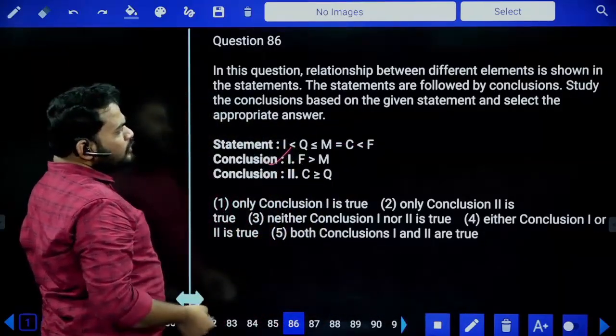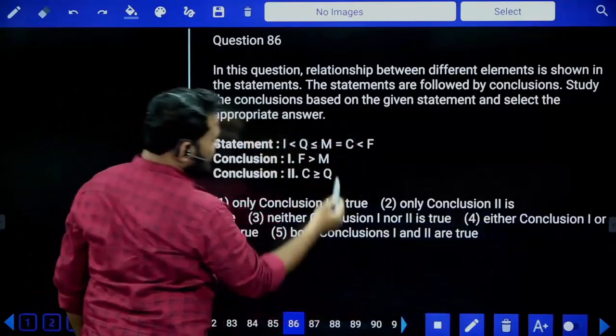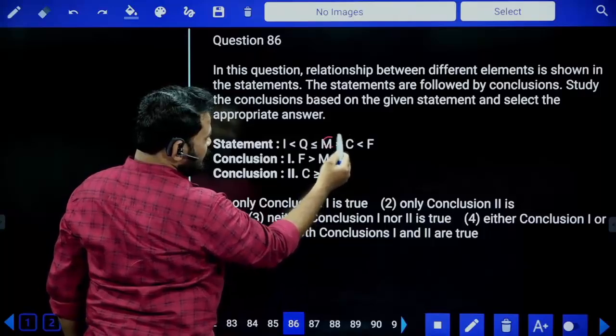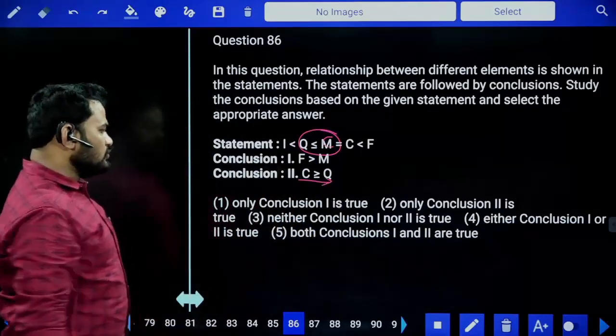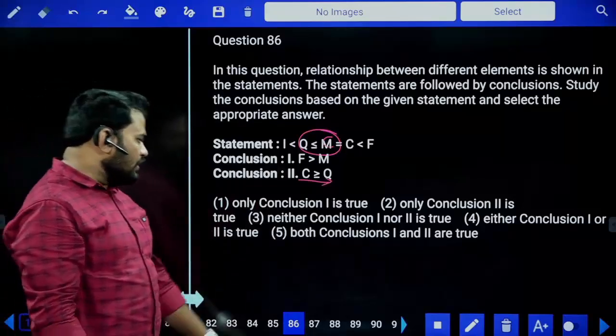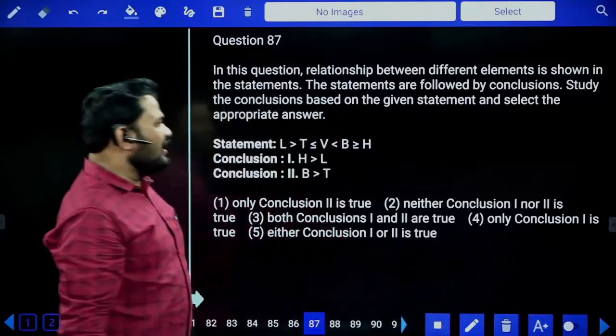Second one, C to Q is required. Just as M equals C, I can replace M with C. It is C greater than or equal to Q. Here also they gave you C greater than or equal to Q. Hence, the answer is both 1 and 2 are true. Option 5. Next, H to L is required.